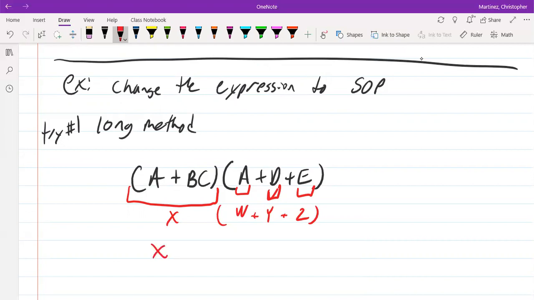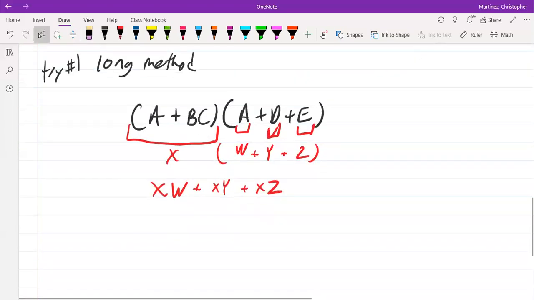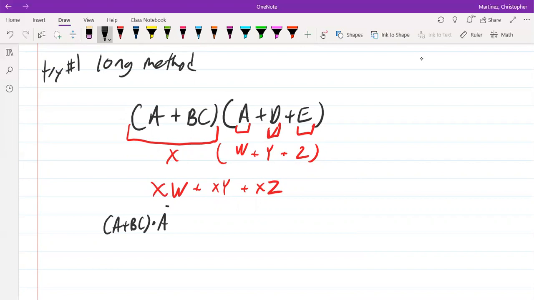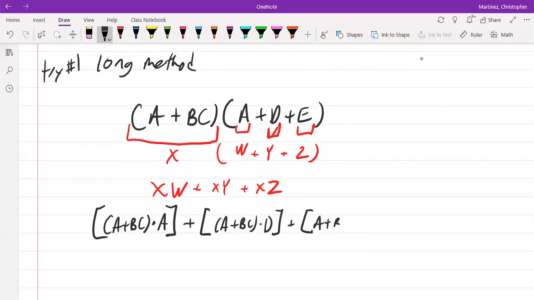And I can say I multiply through, that's XW plus XY plus XZ. All right, I'm going to substitute that in. A plus BC, ANDed with A, that's all one group. Next group is A plus BC, ANDed with D, plus the next group of A plus BC, ANDed with E.